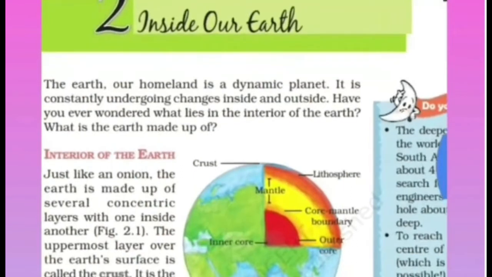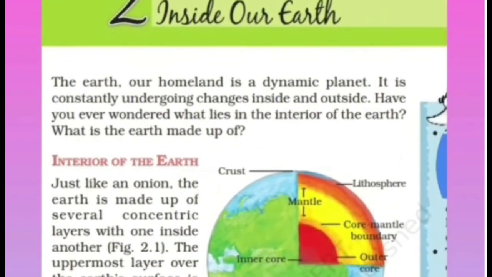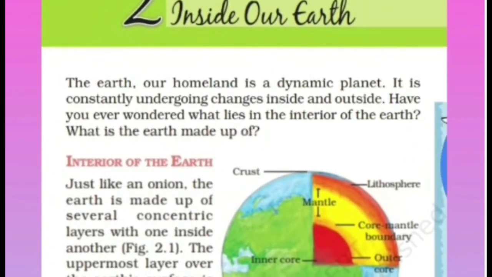So the starting of the chapter says: the earth, our homeland, is a dynamic planet. It is constantly undergoing changes inside and outside. Have you ever wondered what lies in the interior of the earth? What is the earth made up of? Our earth is our homeland, where we stay, and it is a dynamic planet.